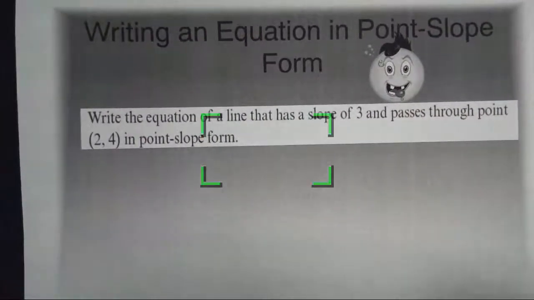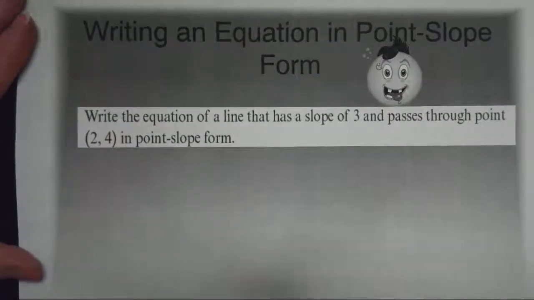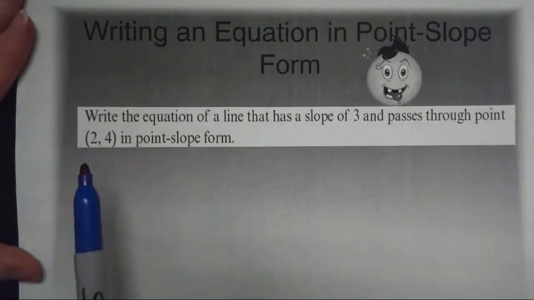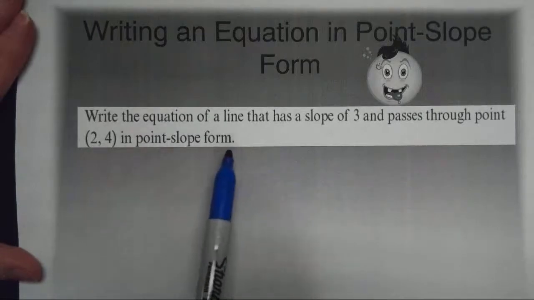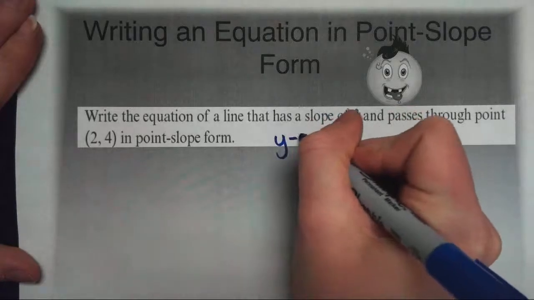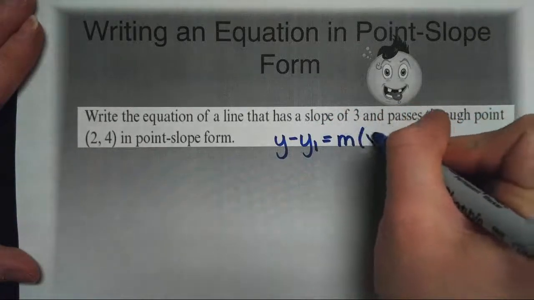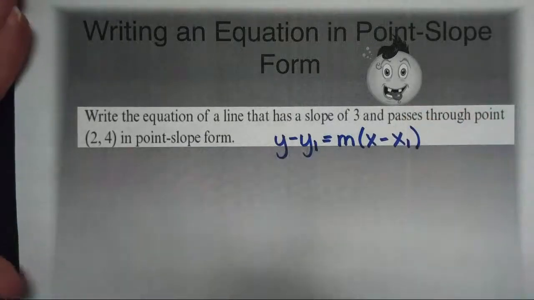Now we're going to use point-slope form to write the equation of a line. This is an example that needs to be in your notebook. So we want to write the equation of a line that has a slope of 3 and passes through the point (2, 4). And we want to write this equation in point-slope form. So let's rewrite point-slope form. We've got y minus y1 equals m times x minus x1. This is our point-slope form.